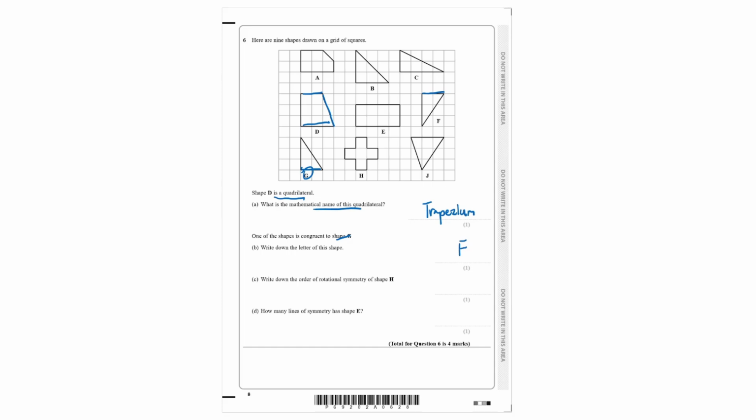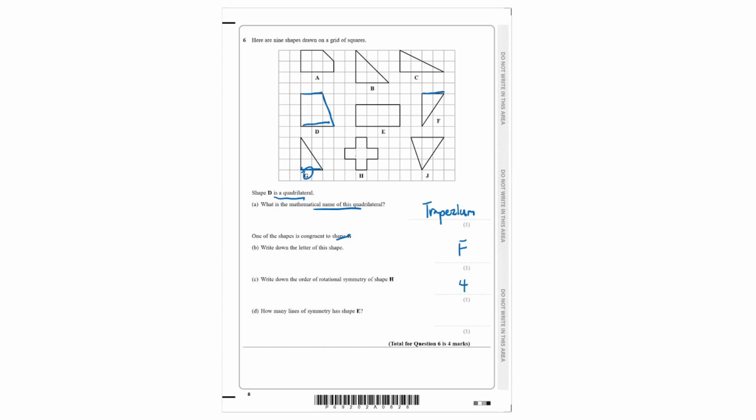Write down the order of rotational symmetry for shape H. So shape H can be rotated this way and still be symmetrical. It can be rotated this way and still be symmetrical, this way as well, and this way as well. So that makes a total of 4 different times.